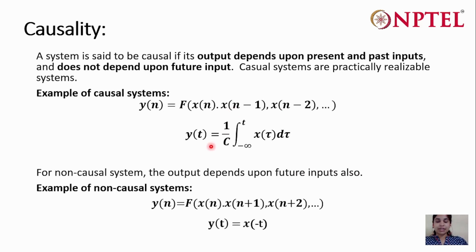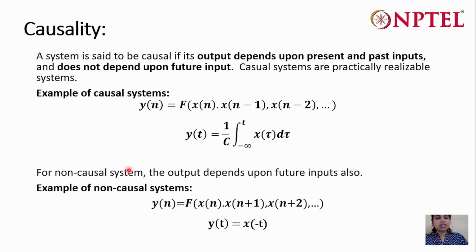Another example is integration. Here y of t is 1 by c integral from minus infinity to t of x of tau d tau. If we see the limits, it is from minus infinity to t, so it is from the past inputs up to the present input. So this system is also a causal system.